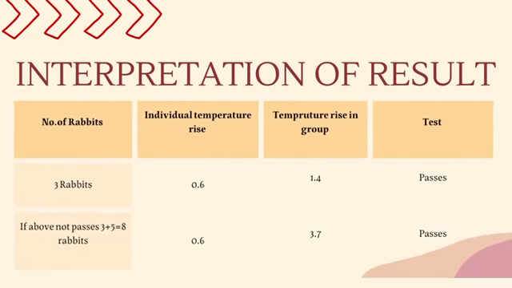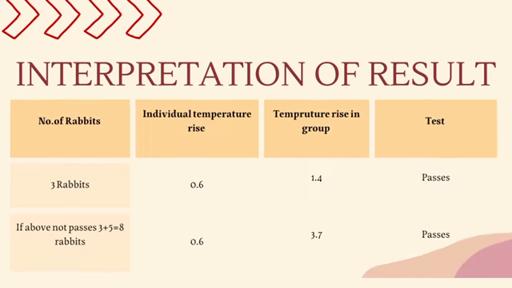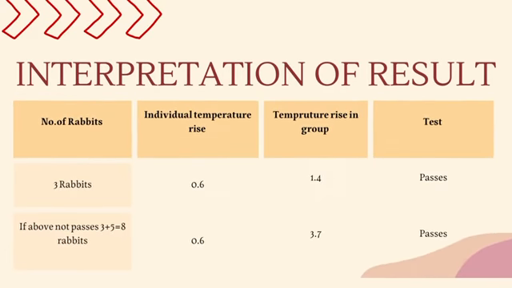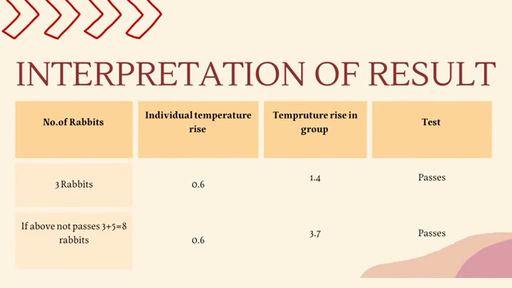Interpretation of results. If, with a group of 3 rabbits, the individual temperature rise is 0.6 and the temperature rise in the group is 1.4, the test passes. If the above does not pass, add 5 rabbits, so the total becomes 8 rabbits. If the individual temperature rise is 0.6 and the temperature rise in the group is 3.7, the test also passes.